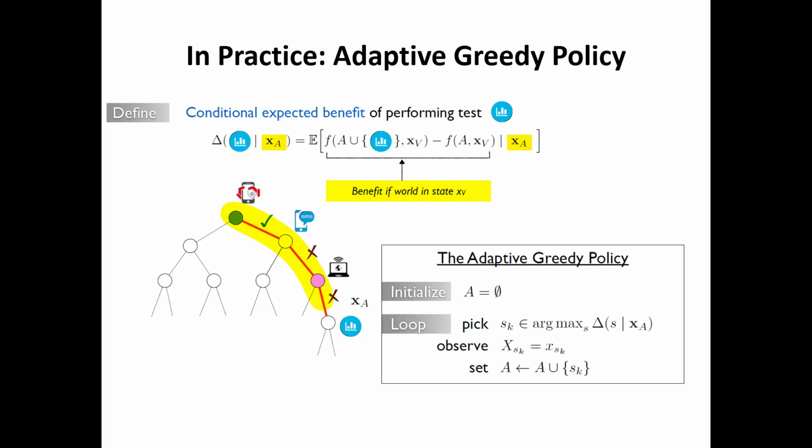At the beginning, the set of performed tests is empty, and at every step we pick a new test which yields a maximal conditional expected benefit. Then we choose this test and we perform it, we observe the outcome, we add it to the set of available tests, and then we continue with the next test until at the end we have only one single decision region which is consistent with the test outcomes. So we reduce the uncertainty to only one single decision region.